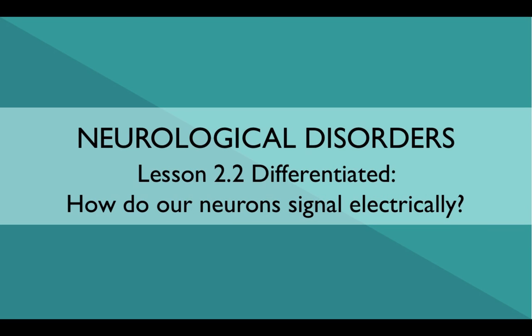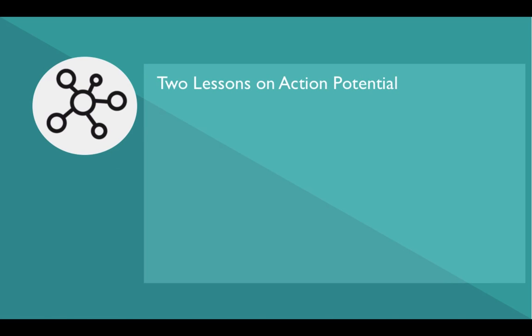Neurological Disorders Lesson 2.2 Differentiated. How do our neurons signal electrically? This is one of two lessons that introduces the action potential. This lesson, 2.2 Differentiated, contains many more details than the other lesson, lesson 2.2.